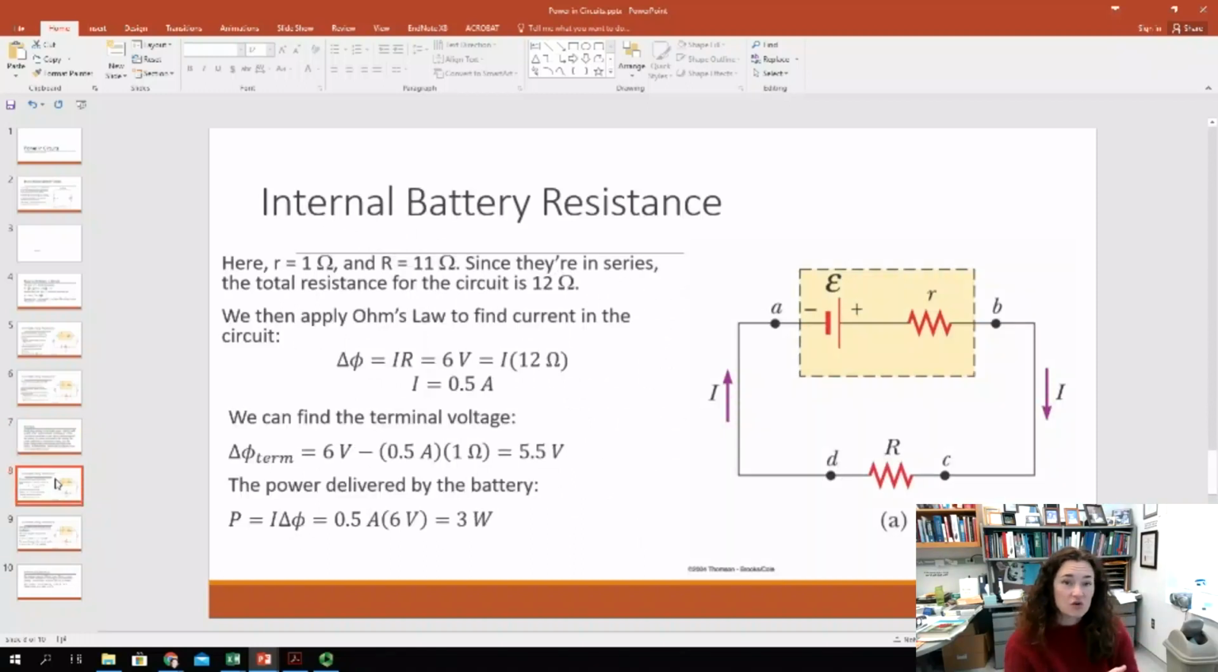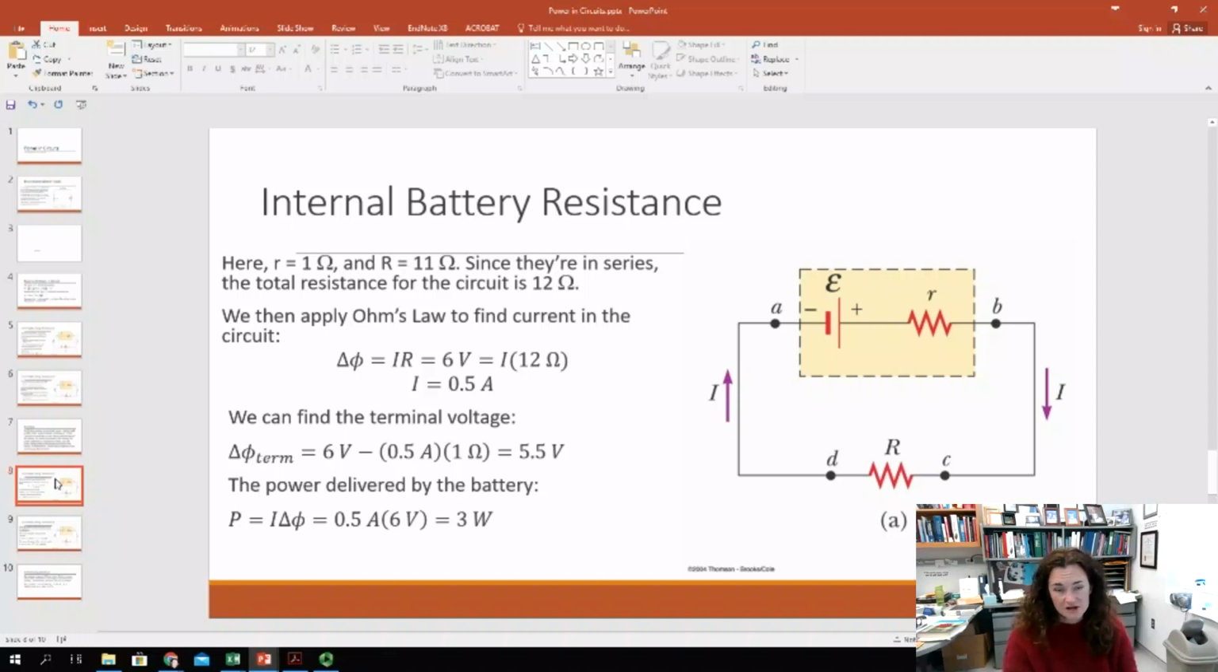Okay, so in our little simple circuit diagram here, the EMF of our battery would be 6 volts, so capital E there would be equal to 6 volts. Lowercase r is the internal resistance of the battery, which we said was 1 ohm, and uppercase R is the external load, which is 11 ohms. Now, since the internal resistance of the battery and the external load are in series, the total equivalent resistance for our circuit would be 12 ohms.